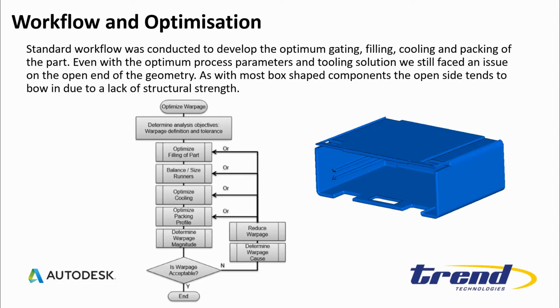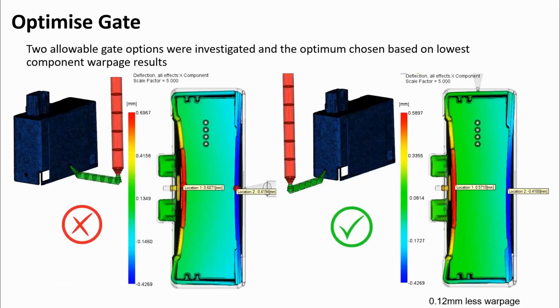I think what differs this time around is due to the boxy nature of the component, the open end of the box will always have a tendency to bow in due to a lack of structural strength. So it became a bit of a challenge in this case, and I'm going to go through in the upcoming slides the challenges we faced and how we overcame them. So just to go through, it's all well and good I say I optimized all of these steps, the gating, the cooling, the filling, the packing of the part, but I actually want to show that I did go through all these steps and really got to a point where I exhausted the optimization process by standard workflow.